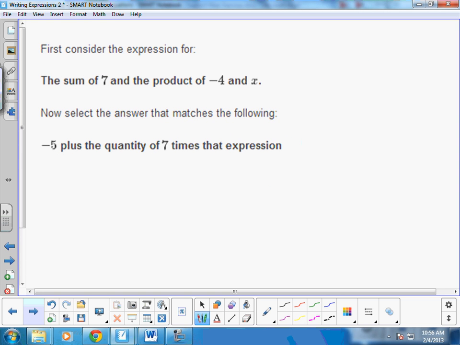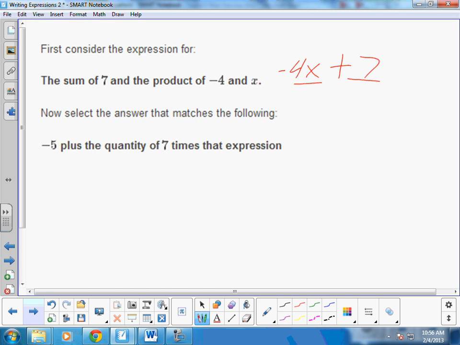The sum, adding, of 7 and the product of a negative 4 and x. So it's the sum of 7. It doesn't matter if I put 7 on the left side or if I put 7 on the right side. I just know the way Khan has their solution set, I'm going to want the 7 there, and the product of a negative 4 and x, so a negative 4x. Now that is the expression we're going to use for the second part.